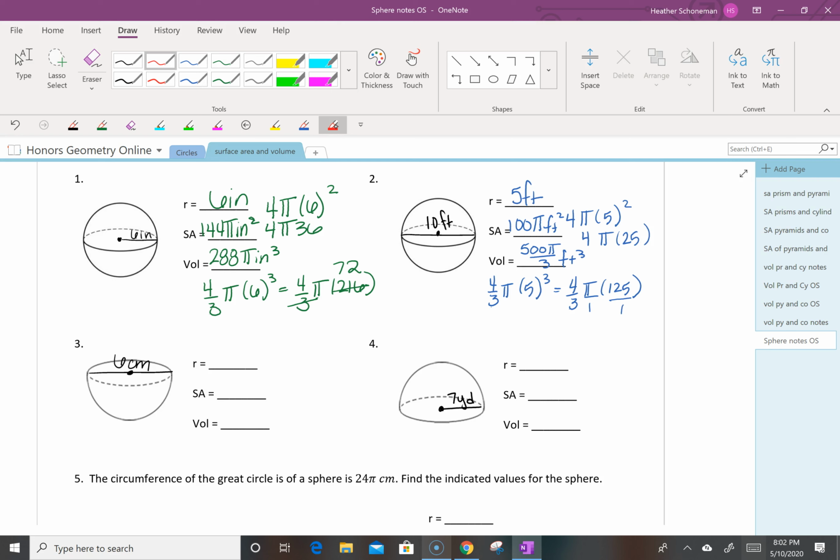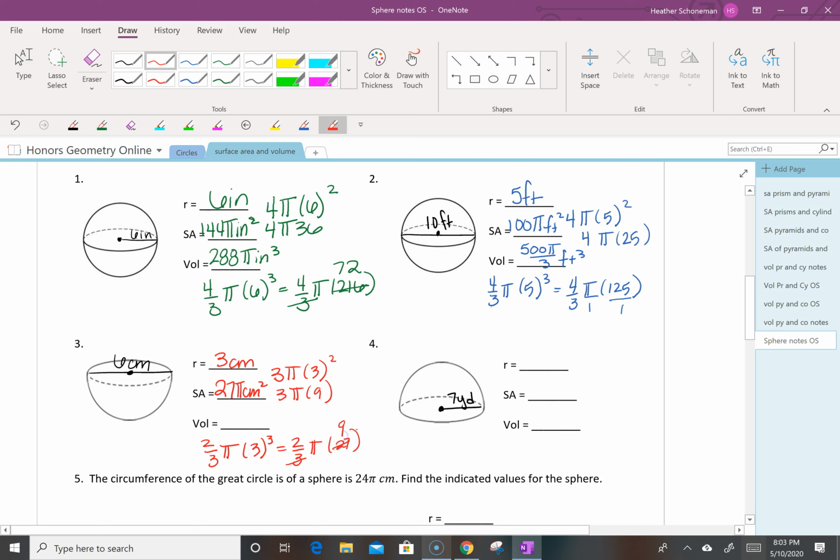Okay, number 3 and 4, we're talking about a hemisphere. So in a hemisphere, the diameter is 6. That makes the radius 3 centimeters. The surface area of a hemisphere is 3 pi times the radius squared. So we have 3 pi times 9. So we get 27 pi centimeters squared. Volume is going to be 2/3 pi times the radius cubed. So that's 2/3 pi times 27, which gives us 18 pi centimeters cubed.